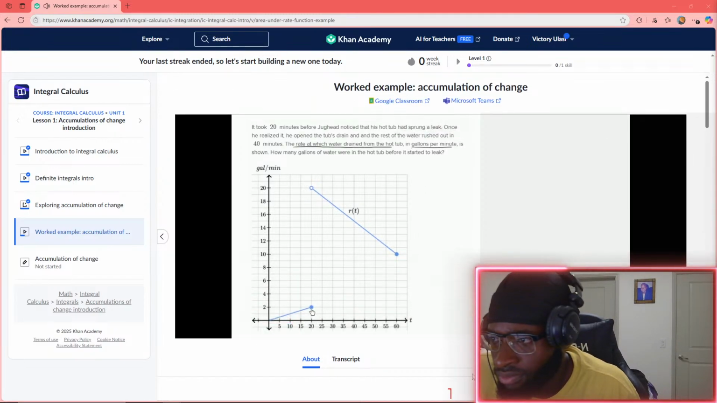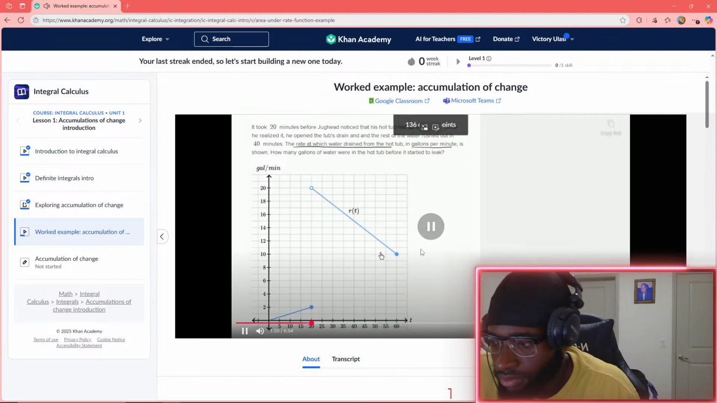And then he noticed it and he opens the drain. I guess he wants to accelerate the end of his bath. So he opens the drain and then all of a sudden water starts draining out at a much higher rate, at 20 gallons per minute. But then that decreases. And so we could think about physically why that might decrease. Maybe it was just less pressure or whatever.